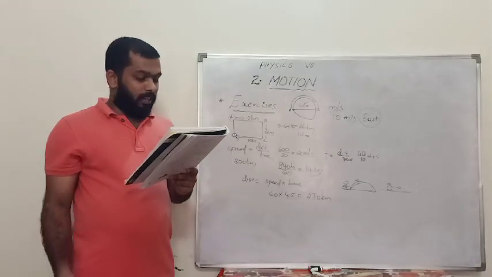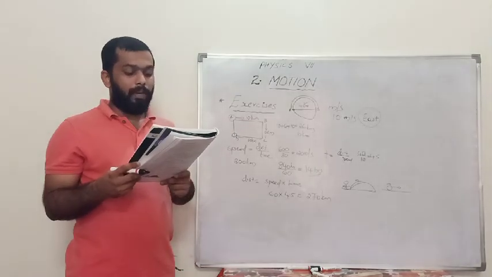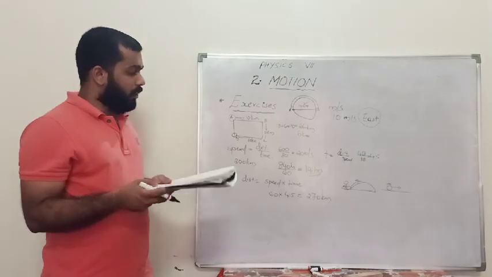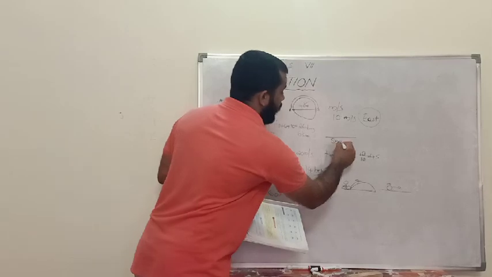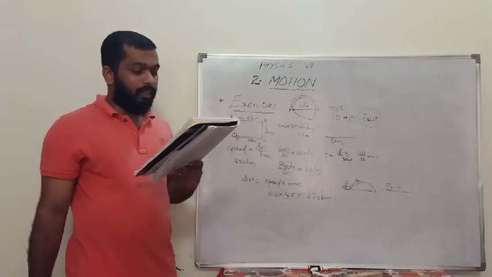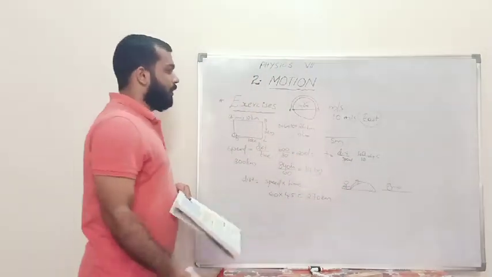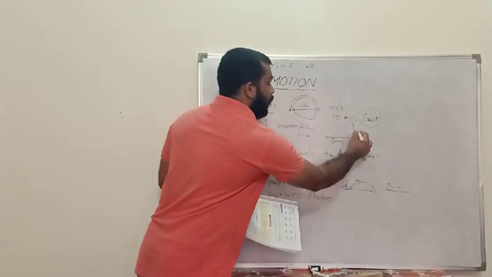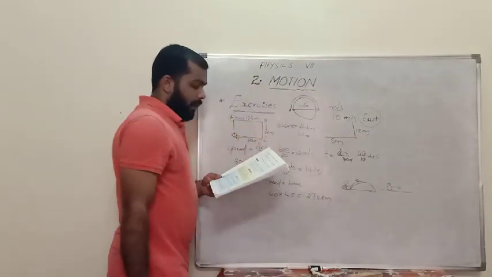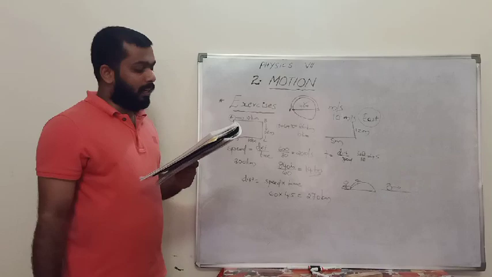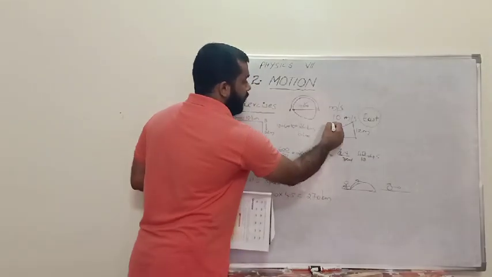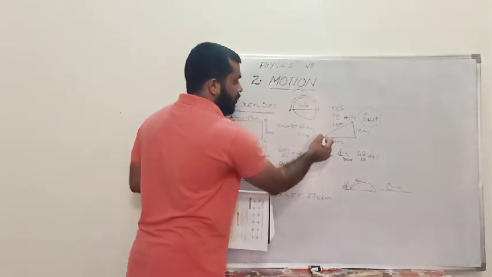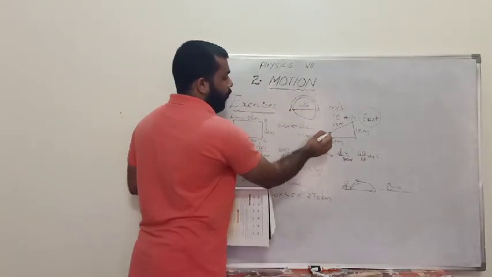Now the next question is very interesting. A child walks 5 meters straight from his home. Then what is he doing? Then he turns left and walks 12 meter. Then again he walks 13 meter and comes straight back home.